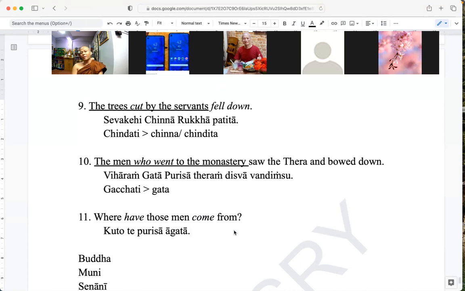Exercise B, translate into Pali. So especially the usage of the past participle. So when you analyze in this way, you can do those. You can understand those past participles easily. Okay, so any question?